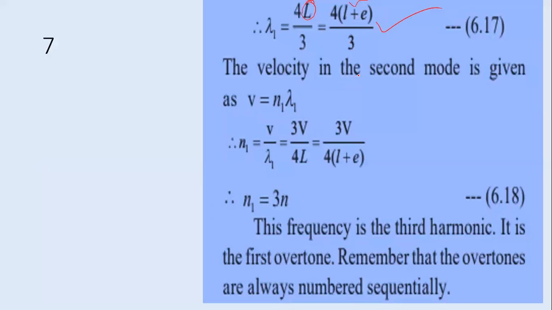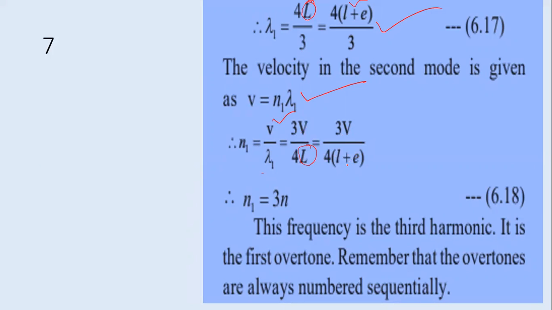The velocity in the second mode is given as v is equal to n1 lambda 1. Therefore, n1 is equal to v divided by lambda 1. Let's substitute the value of lambda 1. Lambda 1 is equal to 4L by 3. Therefore, it becomes 3 upon 4L into v, that is 3v upon 4L. If we substitute the value of capital L, we can write 3v upon 4 into bracket l plus e.